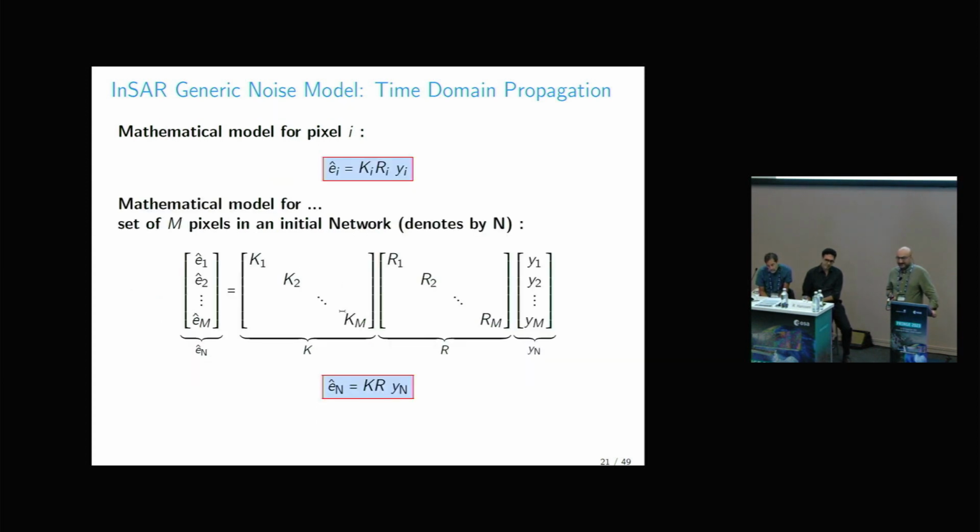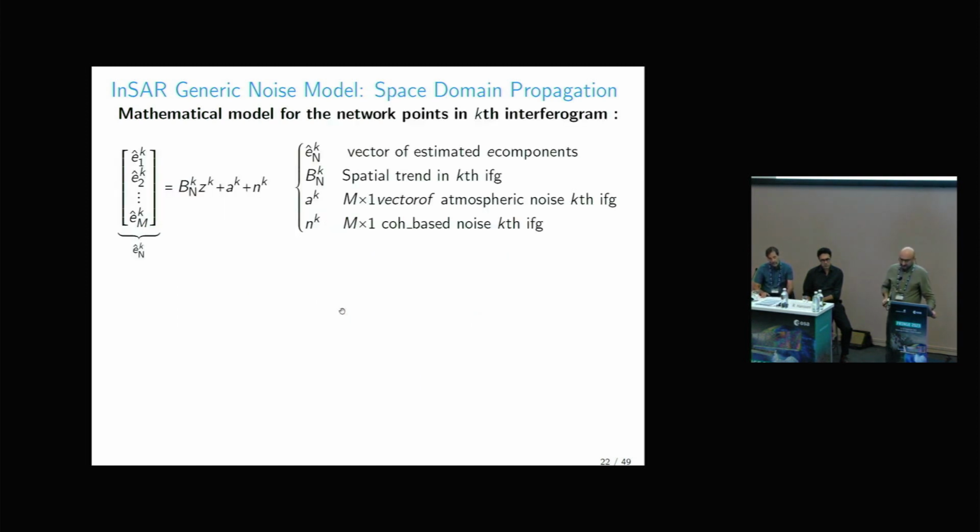If we have m number of points in this initial set n, then we can put all these vectors in one vector, and this operation becomes like this. There are big matrices, but it's possible to handle that. And again, this final high-frequency component En at the bottom is a linear function of the observations that we have in the star.